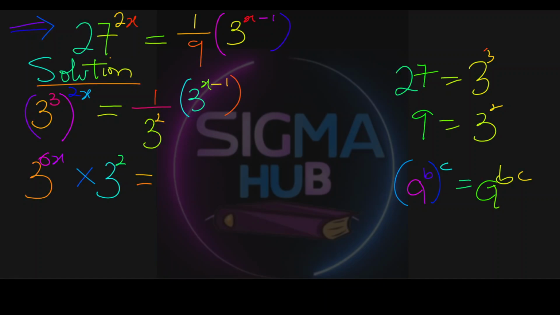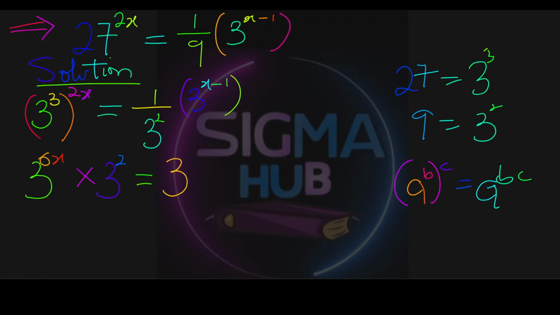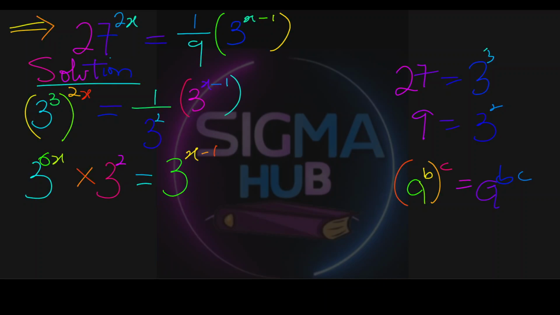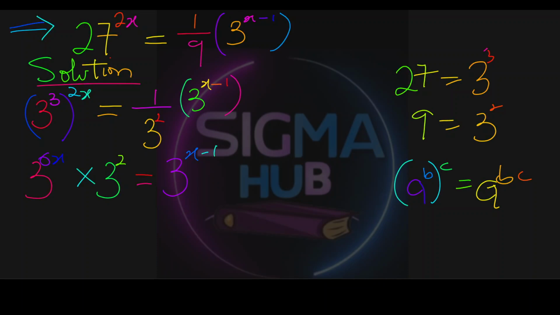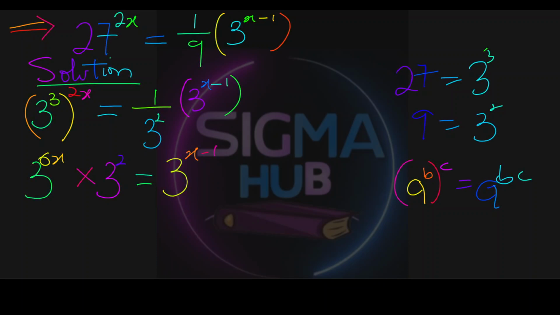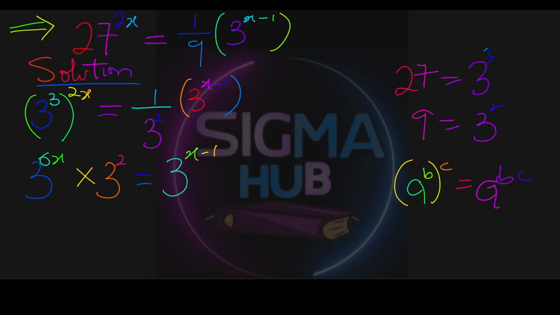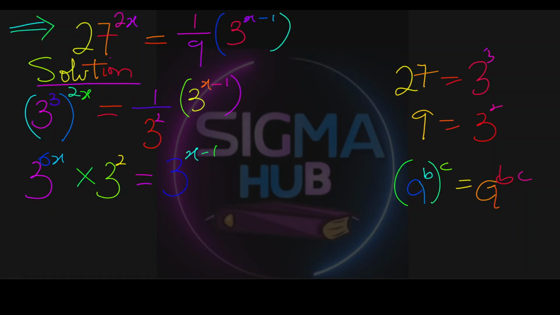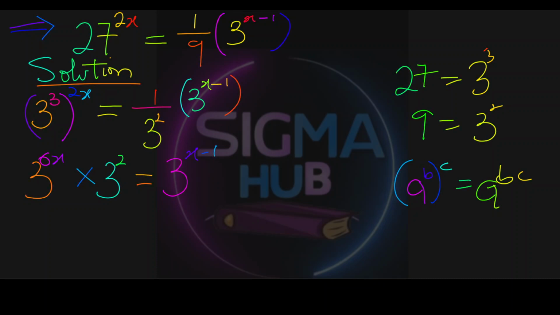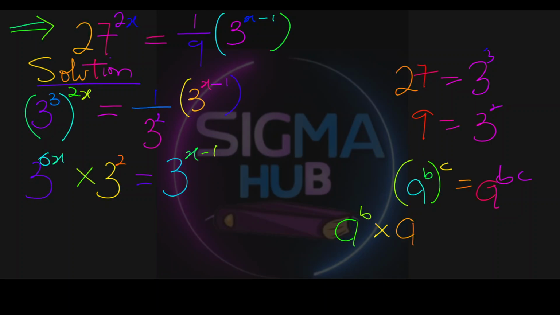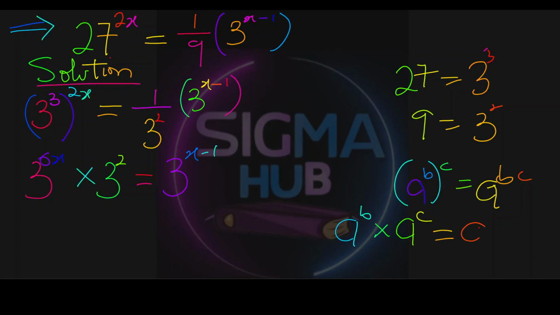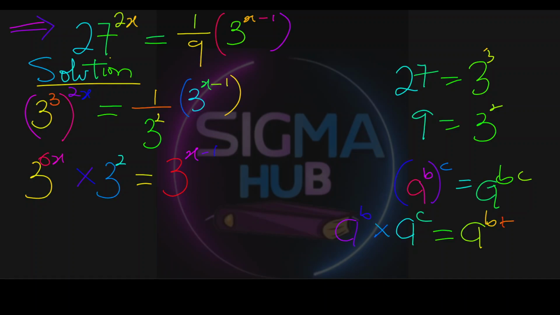Then everything equal to 3 raised to the power of x minus 1. Of course, since I have 3 raised to the power of 6x multiplying 3 raised to the power of 2, they share the same base and there is multiplication in between them. So the relationship is multiplication. It means I am going to be adding the power. So this is the law. When you have a raised to the power of b multiplying a raised to the power of c, the result becomes a raised to the power of b plus c.